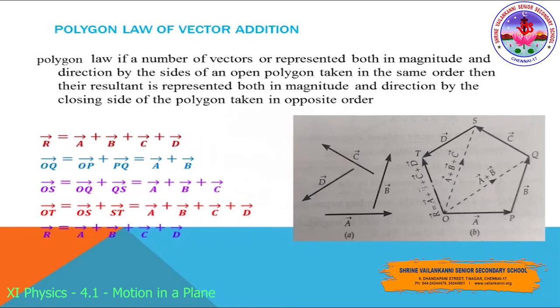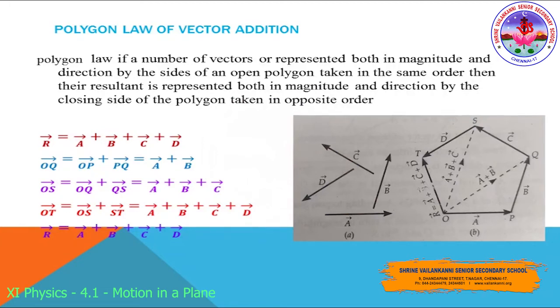By the triangular law, OP plus PQ is equal to A vector plus B vector. Is it right? Then we have taken the next triangle OQS. In that OQS we can take OS, which is equal to OQ plus QS. Here what will come? OQ we know is A plus B, and we have to add one more, QS, that is C. So A vector plus B vector plus C vector.